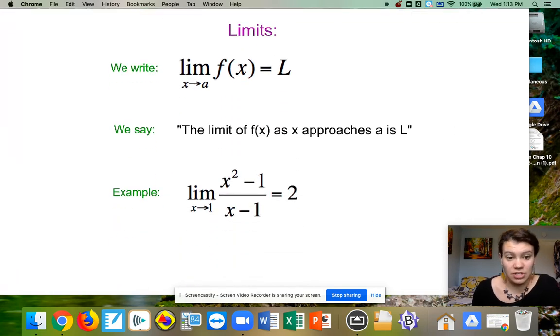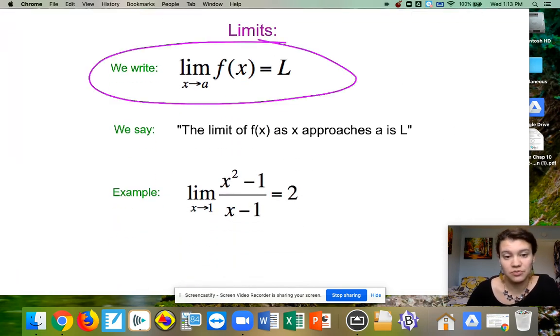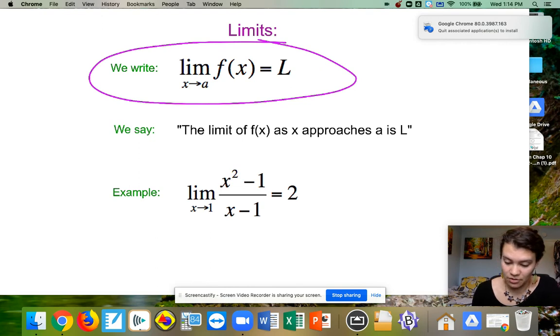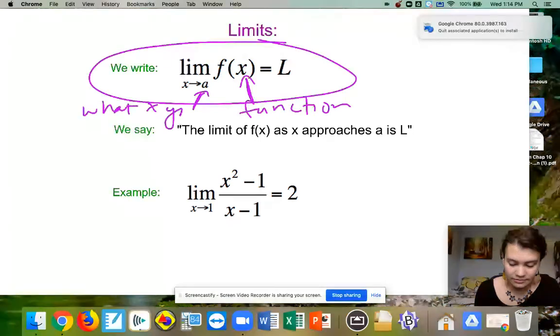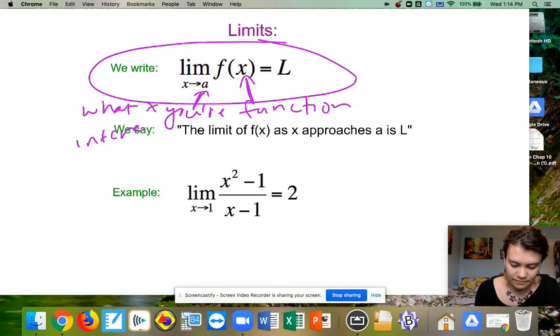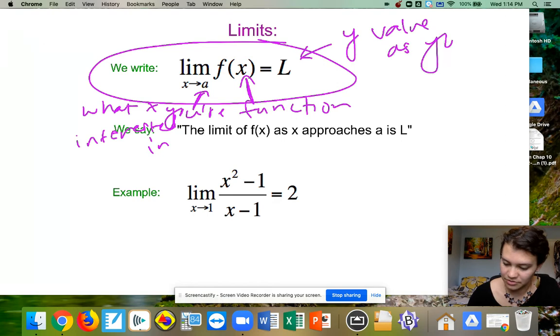So limits, what's the notation? This limit here would be said as the limit of f of x as x approaches a is L. So this part is your function. This a value is what x you're looking at or you're interested in. And then the L is the y value as you get close to your x, or close to that a value.